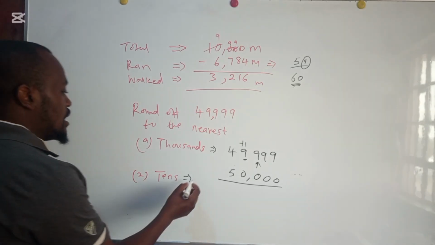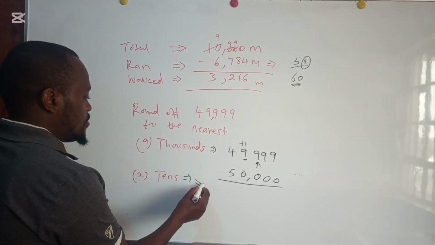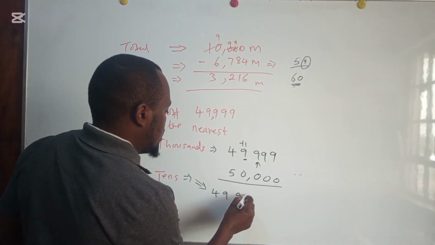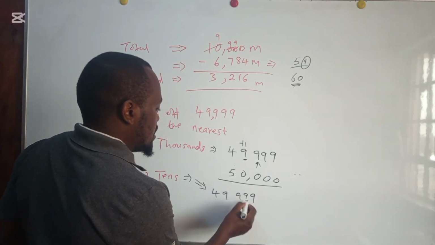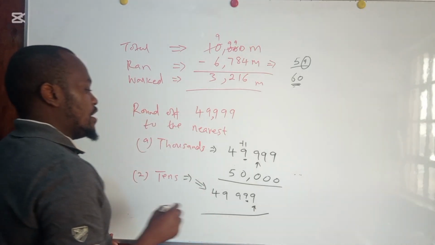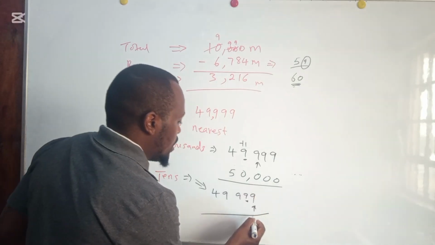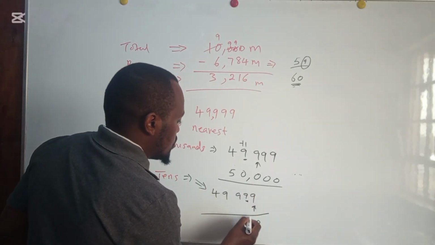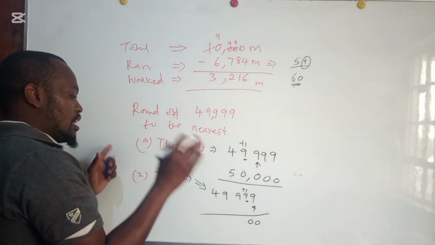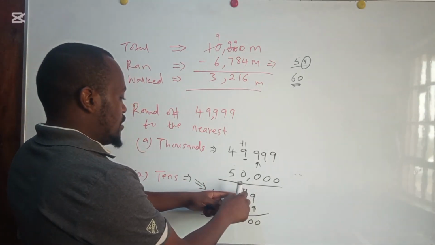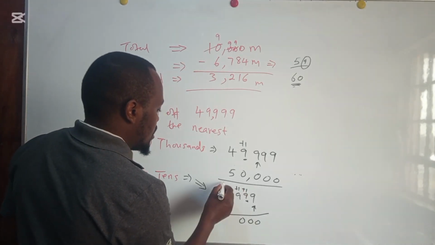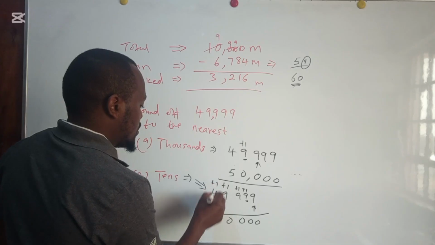What about to the nearest tens? To the nearest tens, you have 49,999. This is our tens. You look at the ones, whether it is greater than 5. And yes, it is. You add 1, so you have 0, 0. When you add 1, here it is 10. So after 10, there is nothing else you are adding. You are just making sure that you have added correctly. This is 10. 0, carry 1. 0, carry 1. 0, carry 1. 50,000.